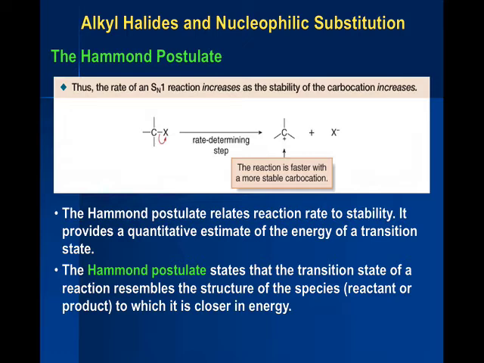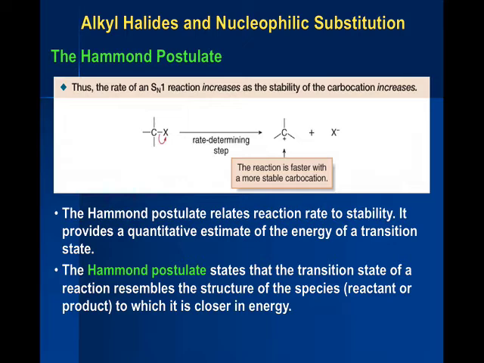The Hammond postulate allows us to take a guess. Which species, the carbocation or the alkyl halide, is closest in energy to this? The carbocation. This tells us that the transition state should look more like the carbocation than the starting material. We know what carbocations look like. They're intermediates. We can observe them if we have fast enough experiments to observe them. We can get information about them. So we know that the transition state should look more like the carbocation than the alkyl halide.